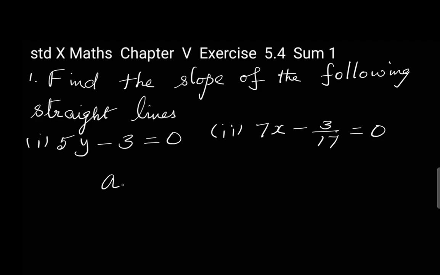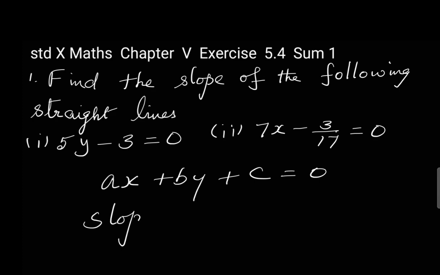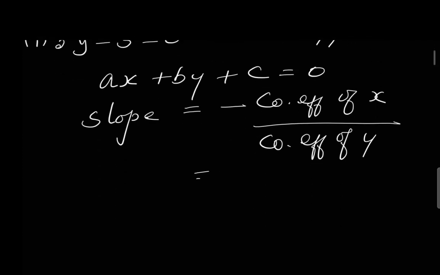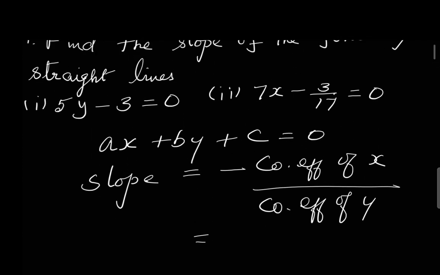Suppose the general form of the equation is ax plus by plus c is equal to 0. The slope formula is minus coefficient of x divided by coefficient of y. Here the coefficient of x is 0. No x term in the equation.